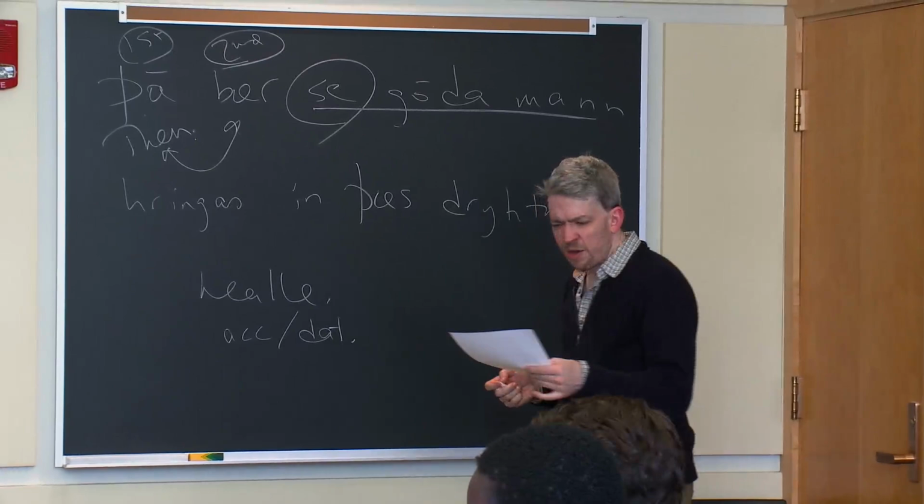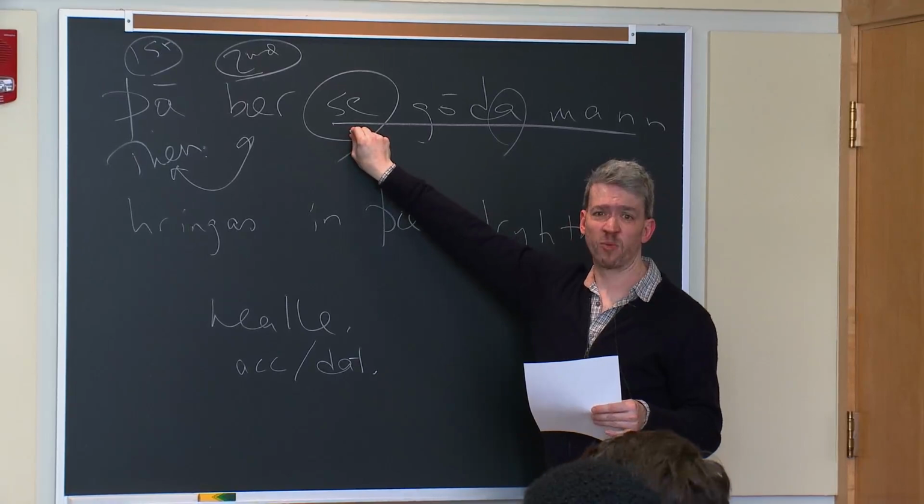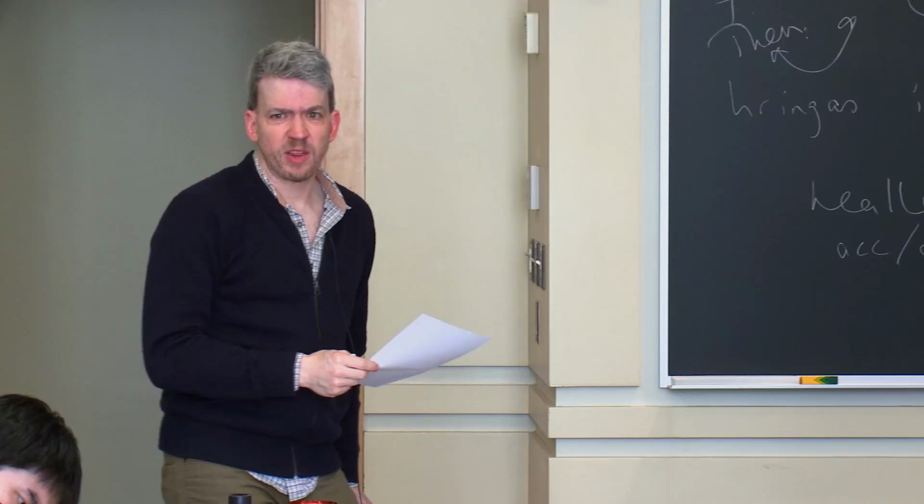Why is this ending an -a? Weak adjective. Good. Weak adjective ending after a form of se, þæt, seo. Very good. Any questions about that one?